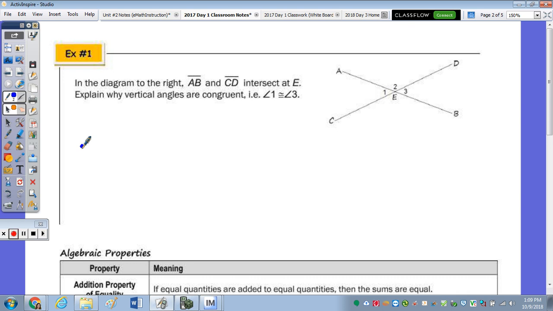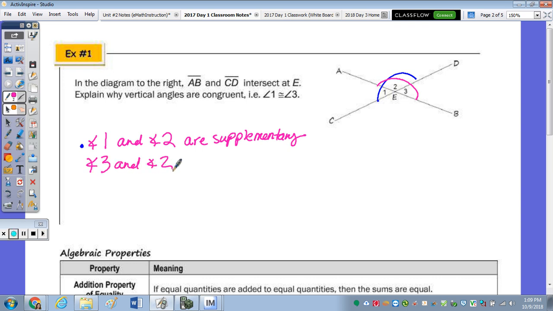Well, the first thing we're going to use is the fact that 1 and 2 form a straight line, and they are supplementary, as well as 3 and 2. So I'm going to say my first bullet, angle 1 and angle 2 are supplementary, and angle 3 and angle 2 are supplementary. And then when I bullet, I like to put the reason why to the right side, and I kind of line them up. So I know that to be true because linear pairs are supplementary.